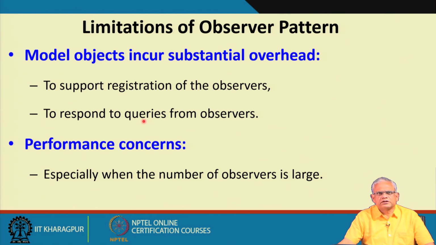One possible shortcoming is that if there are many observers, then on every change invoking all the observer update methods is a substantial overhead, takes a lot of time. If we have 100 observers and in a loop we iterate over all the observers and call their update method, it takes significant overhead. And on top of that, if there are queries from the observers regarding the specific change to the model that has occurred, then there will be a performance penalty and the overall software will work slowly.